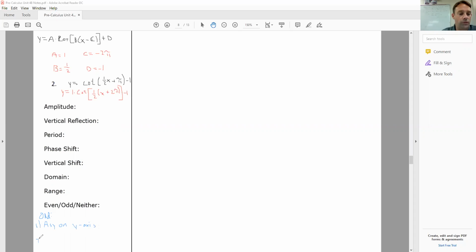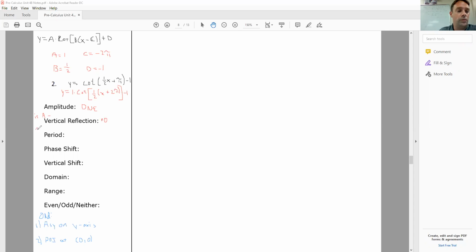Or if it has the point of inflection at 0, 0. So let's see if we have those two things. All right, first let's head on through here. Amplitude, again, friends, there is no amplitude, just like there'll be no relative extrema. Vertical reflection, in other words, is a negative, and you'd say, no, it is not.